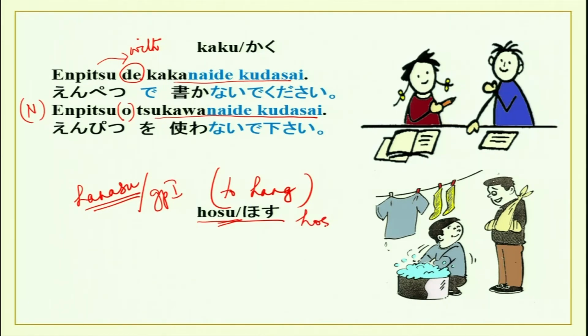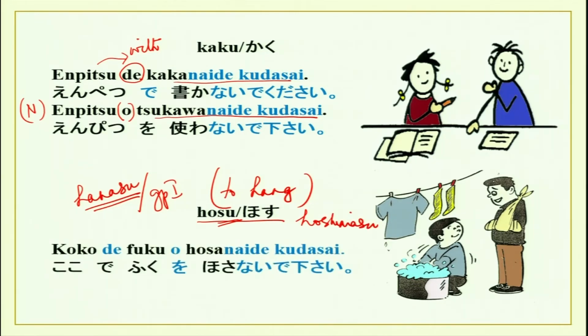Hoshi, hoshi, mas. Now, what is the sentence? Koko de fuku o hosanai de kudasai. Koko de, over here, place de. Again, what is the action? Hosu is the action, hang is the action. So, koko de fuku o, something o hosanai de kudasai.